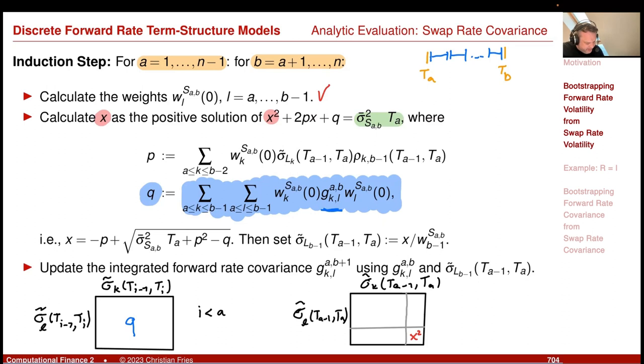Actually, this guy that is sitting there is sigma b minus 1 multiplied with sigma b minus 1, and then also multiplied with the weight w b minus 1 squared. So this guy will be sigma b minus 1 squared from ta minus 1 to ta, times w b minus 1 squared. So this is the guy that contains this sigma that I would like to solve for. And then in my matrix, there are other guys, sigma k times sigma l with the two weights that are also part of the Q.